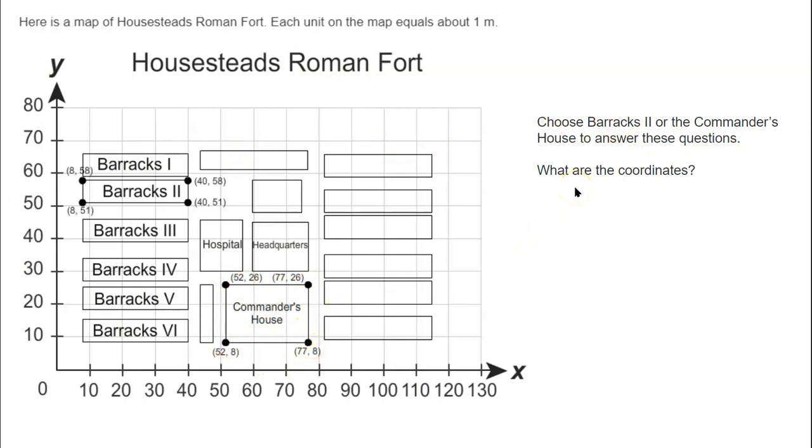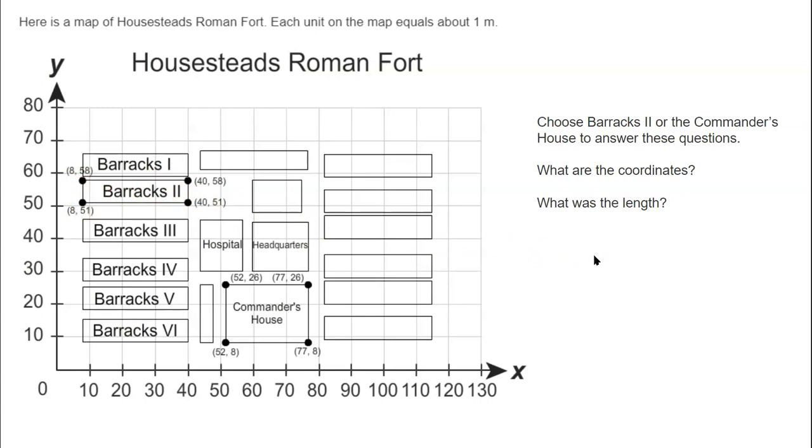We could answer this question by saying the coordinates of Barracks 2 are (8, 58), (40, 58), (8, 51), and (40, 51). Or the coordinates of the commander's house are, and go ahead and list the coordinates of the commander's house. If you'd like, you can name the coordinate points A, B, C, D, however you would like to do that. It might make it easier if you do that as you move through this assignment.